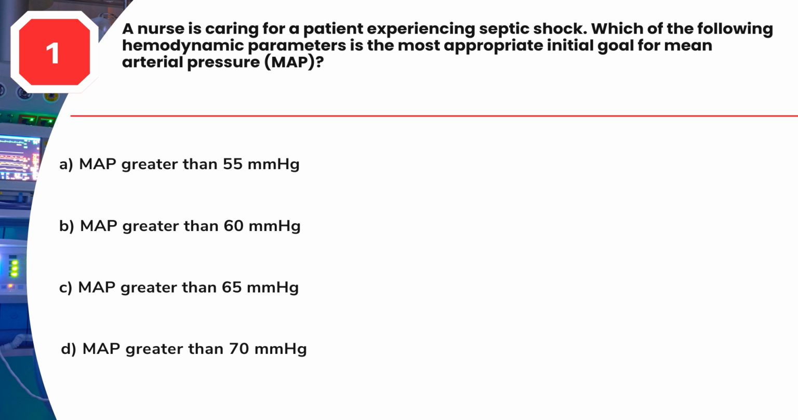Question 1. A nurse is caring for a patient experiencing septic shock. Which of the following hemodynamic parameters is the most appropriate initial goal for mean arterial pressure, MAP? A. MAP greater than 55 mm of mercury. B. MAP greater than 60 mm of mercury. C. MAP greater than 65 mm of mercury. D. MAP greater than 70 mm of mercury.